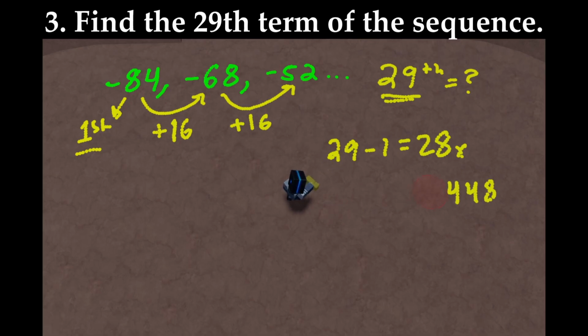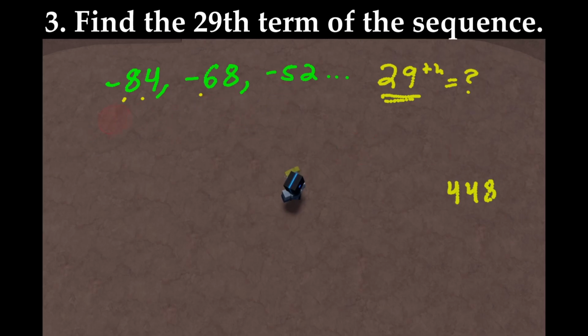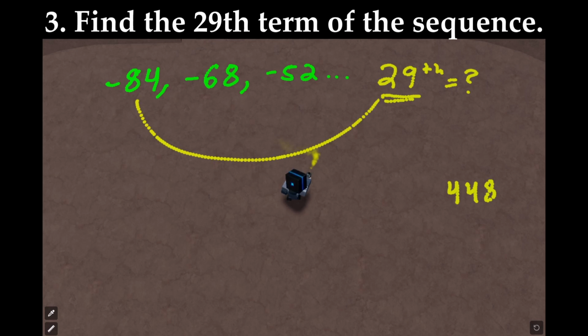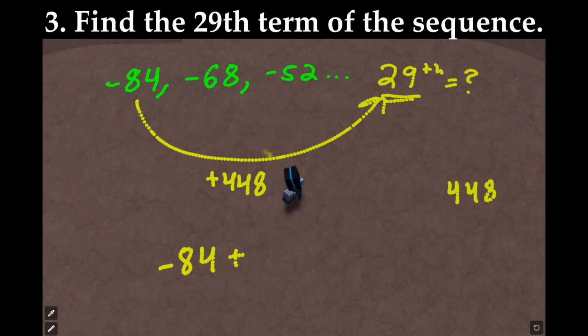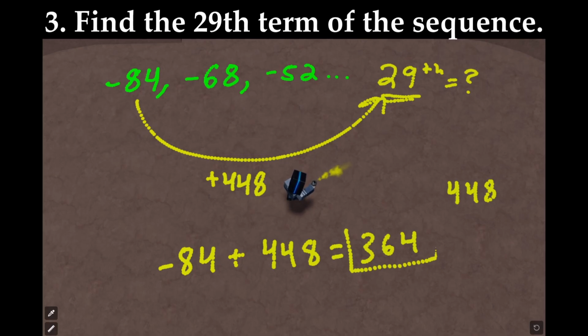So now, let me just erase all of this. So from negative 84 to our 29th term, we have to add 448. So just do negative 84 plus 448, and that is equal to 364. So 364 is the 29th term of this sequence.